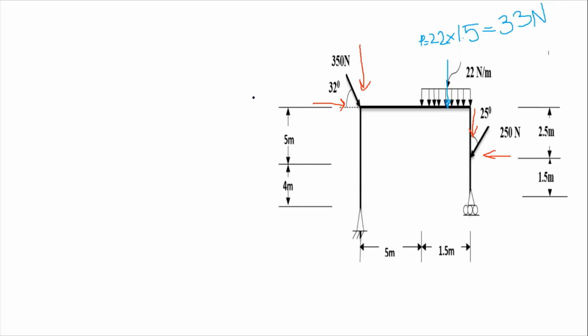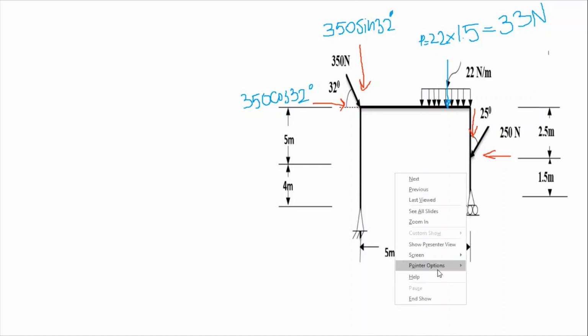So now it becomes 350. The angle is attached with the base, so it will be cos 32 degree. So this is 350 sine of 32 degree. Okay, done. Now we have to sort out this one as well.